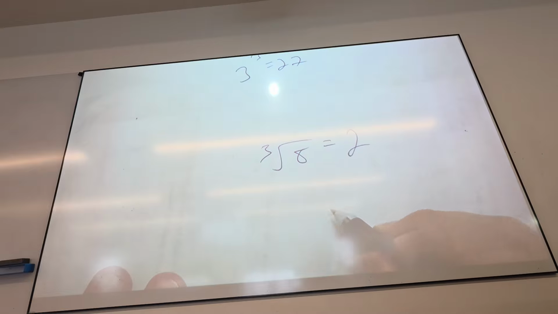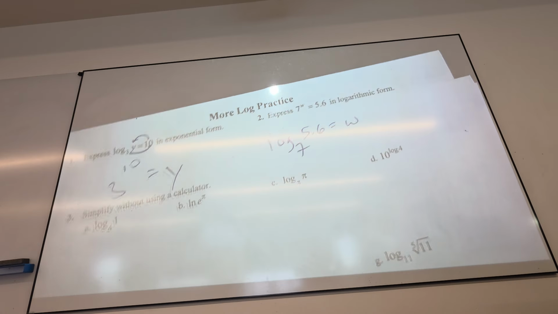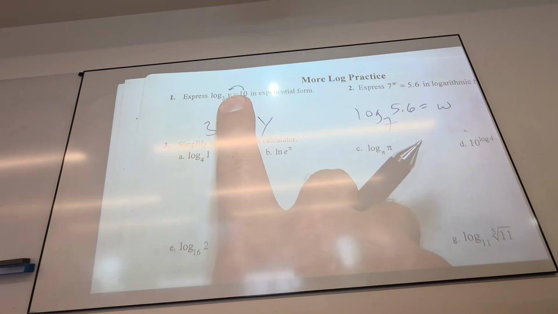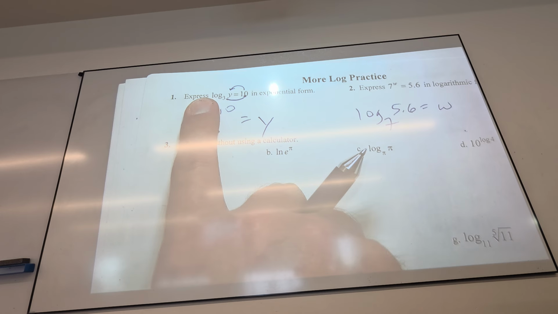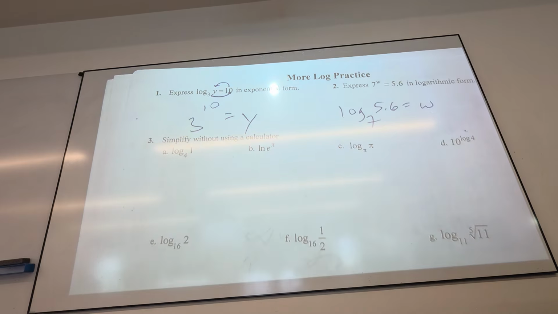Can you write that a different way? Why is the cube root of 8 2? Because 2 to the... that's exactly what we just did. We have it written with one function, and then we rewrite it with the inverse function. What's the inverse of cube rooting? Cubing. What's the inverse of logging? Exponents. No, the inverse of logging is exponentials. Yes.